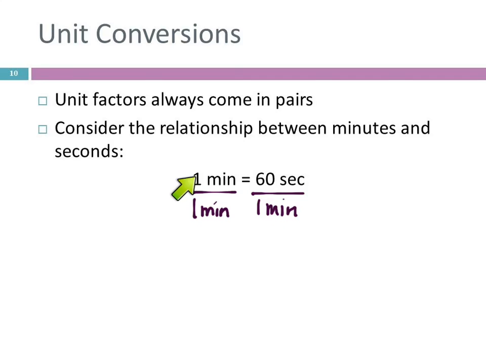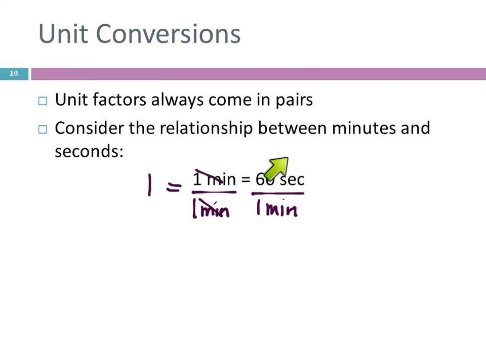Well, anything divided by itself is 1, right? So 1 minute over 1 minute is just 1. So this is a unit factor. The top equals the bottom. The numerator equals the denominator. 60 seconds equals 1 minute. If I multiply something by this unit factor, am I changing the value of the measurement by multiplying by 1? No. I'm just changing the unit that I'm expressing that quantity in.